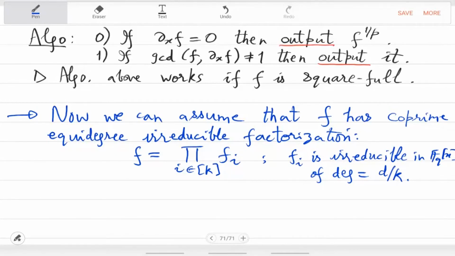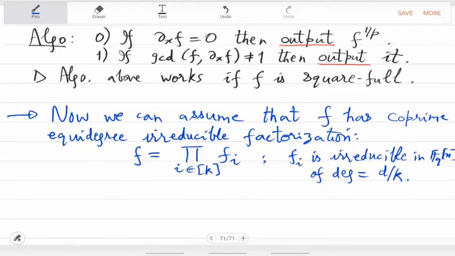First algorithm and the second algorithm. So when you take GCD with this x to the q to the whatever m minus x, that exponent m is the degree of irreducible factors. So you know the degree of fi, hence you know d by k, from which you know k. Yeah, so this is the setting. So any questions at this point?